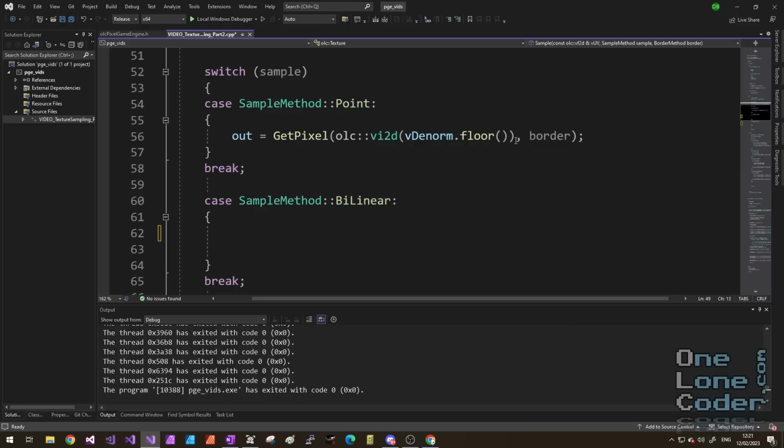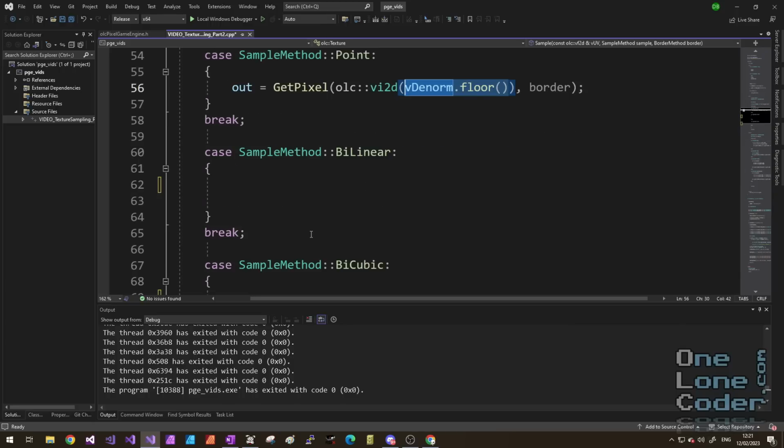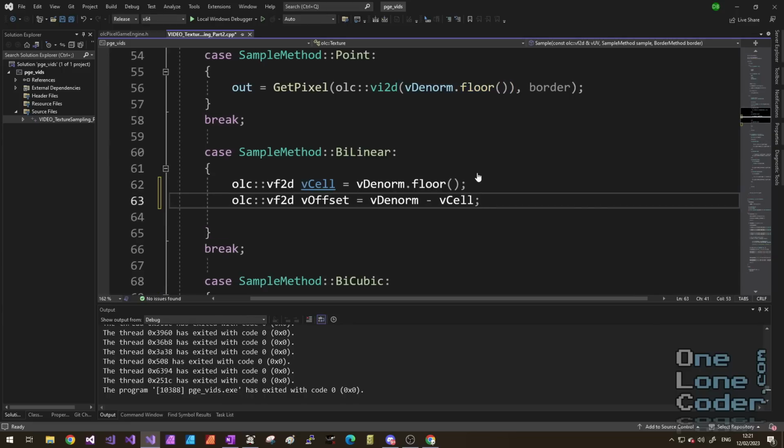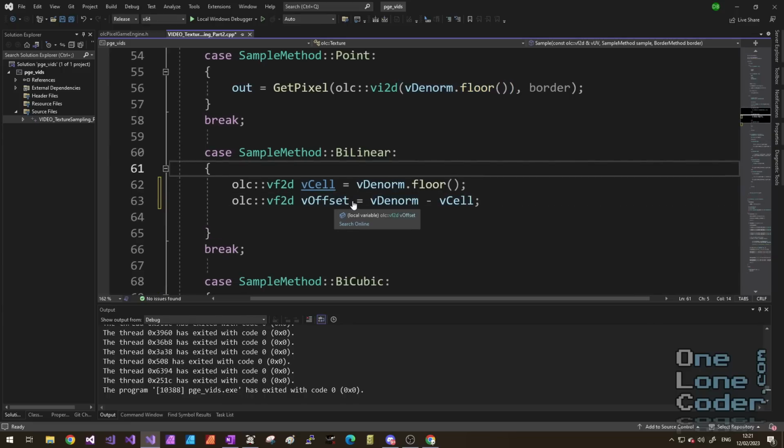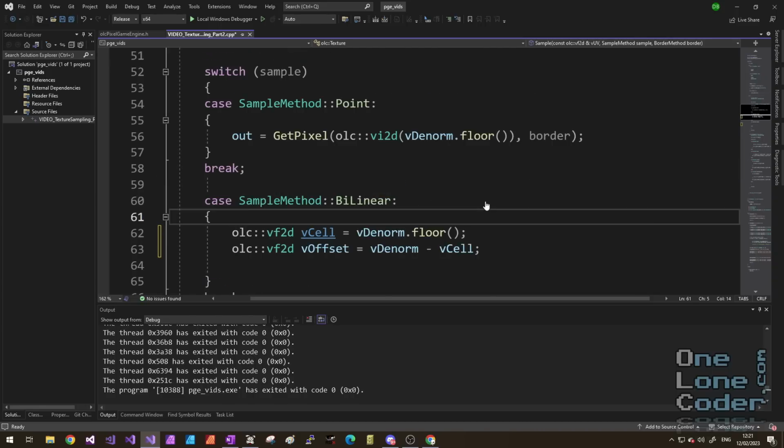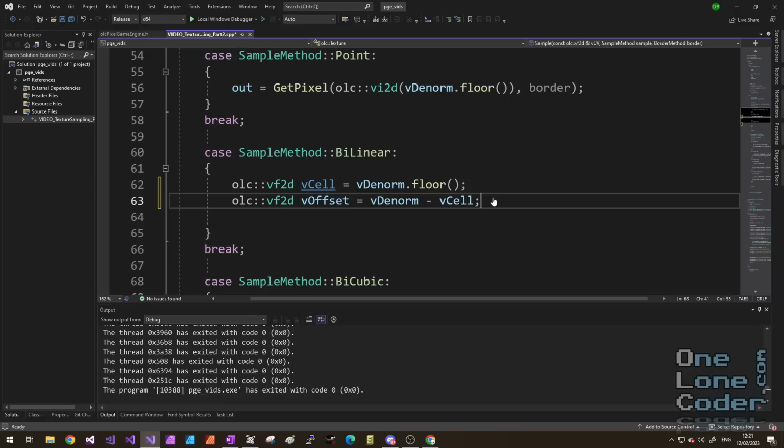When we were point sampling, we simply took the floor of that denormalized coordinate to get the integer component of it. With bilinear sampling, we're going to do pretty much the same, but I'm also interested in retaining the decimal part of that denormalized coordinate, because that will be a value between 0 and 1, and given that all of the pixels in our image are the same width and same height, that offset value indicates how far into the pixel I need to sample.